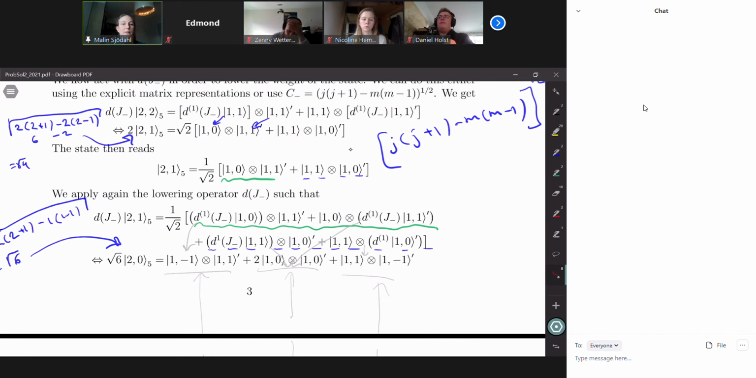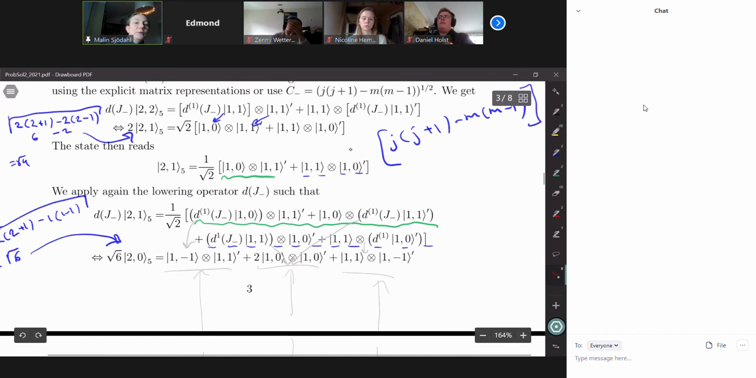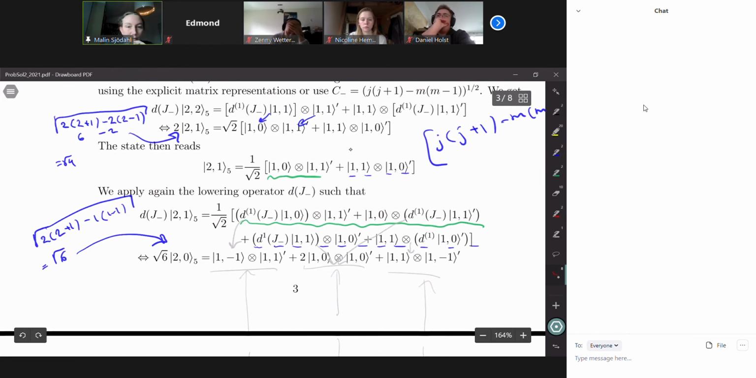So now we want to find the state to 0. So we act with j minus again, both on this side and on this side. Acting with j minus on this side, we know this gives us a coefficient. The coefficient was j, so 2 times j, 2 plus 1 minus m, in this case 1, times 1 minus 1, so that's 0. So we have just this factor, that's 6. So we have a factor root 6. So this root 6 ends up standing there.